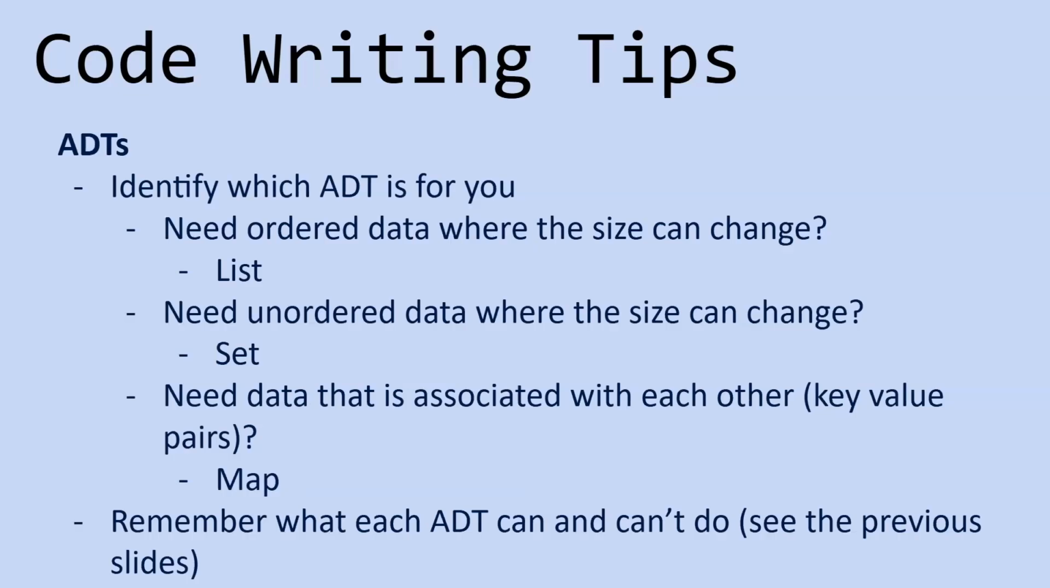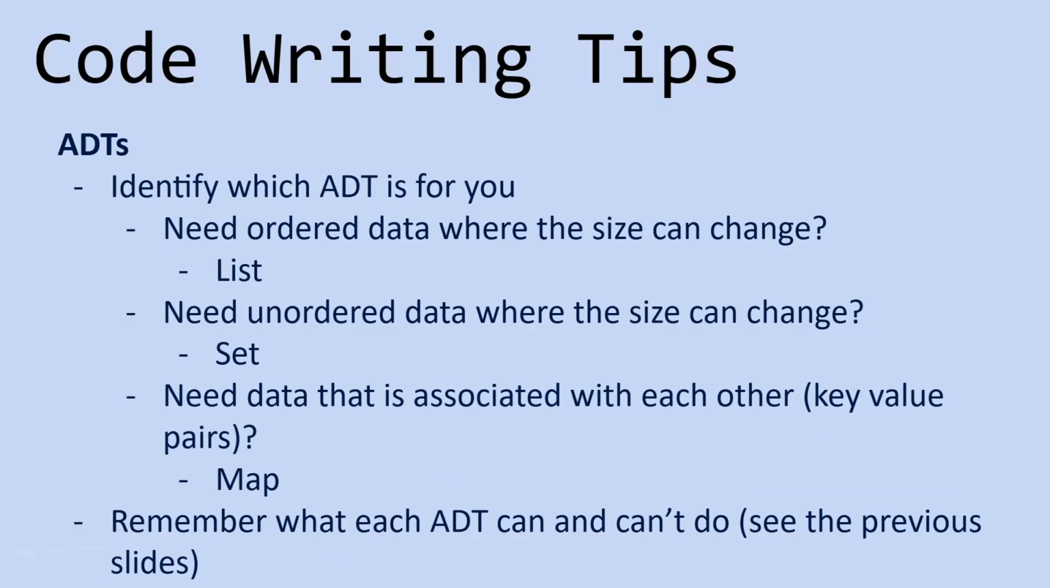Or do you need unordered data where the size can change? Well, that's totally good for a set. And I'd also note for a set that you can't have duplicates in your set since it's unordered. So if you need unordered data, you don't want duplicates, and you want the size to change, go ahead and use a set. And then do you need data that's associated with each other? So a key value pair. Like you don't need indices, but you need a key to be associated with a value, then you should use a map.